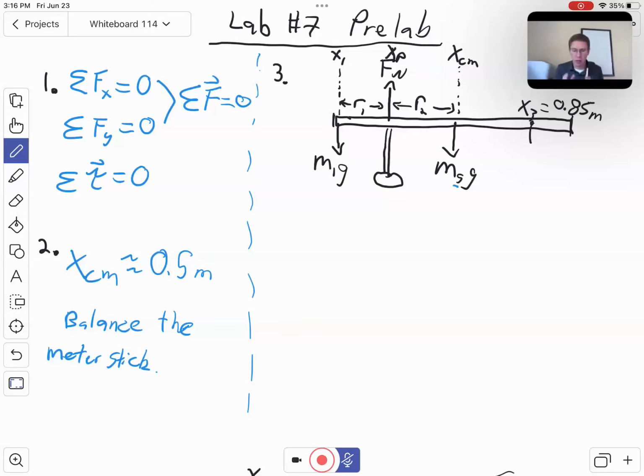So those are the physical locations on the meter stick. That's going to come in handy when we solve for the pivot location, which is what we're trying to verify in this lab. So moving on to the questions, it asks us to first write out some of the forces.